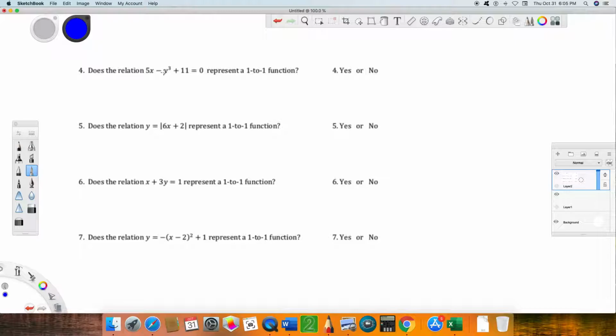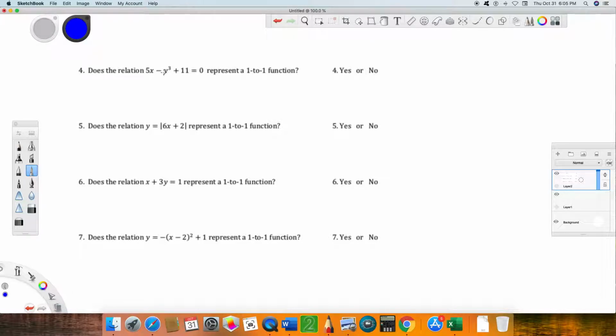So it looks like when we look at this variable y in problem number 4, it's an odd exponent. You could solve for y cubed and then take the cube root of each side, and you would get an expression for y. Is the function a one-to-one function?